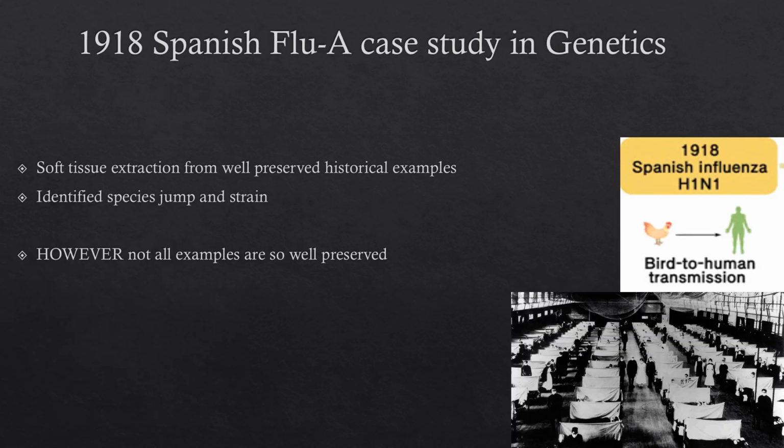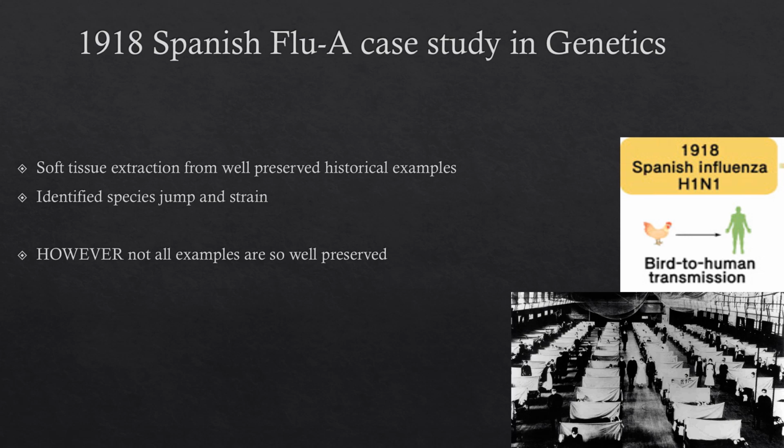Now, in certain cases, it is possible to use genetics to study ancient disease. A classic example, and one which is quite relevant to today, is the 1918 Spanish flu epidemic. The analysis conducted was using soft tissue extracted from well-preserved historical examples from an Inuit lady who is preserved in permafrost and World War I veterans.